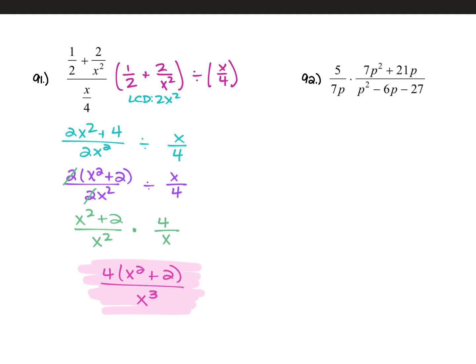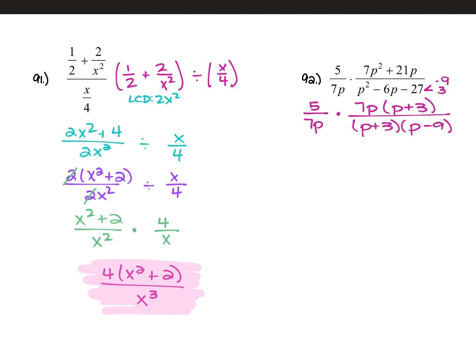For 92, you have 5 over 7p times 7p squared plus 21p over p squared minus 6p minus 27. You're going to factor everything that you can to start with. That first fraction is going to stay 5 over 7p. However, the second fraction's numerator, you can factor out a 7p. So that's going to be 7p times p plus 3. Your denominator, your factors of negative 27 that add up to be negative 6 are 3 and negative 9. So that's p plus 3 times p minus 9.